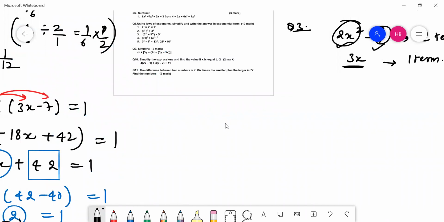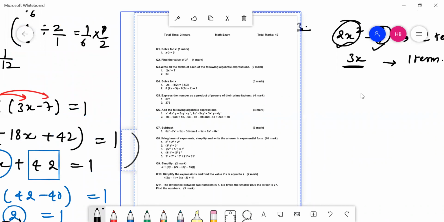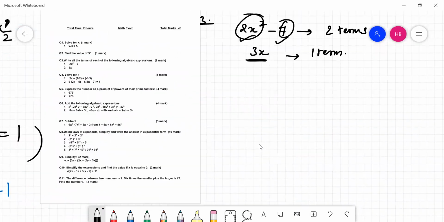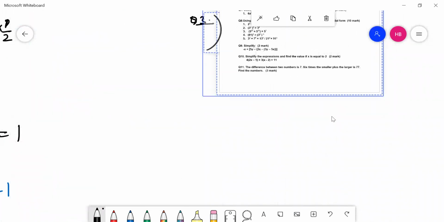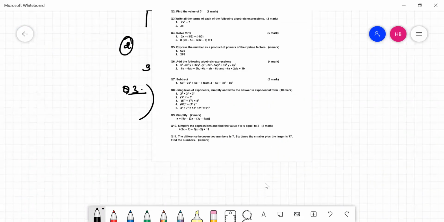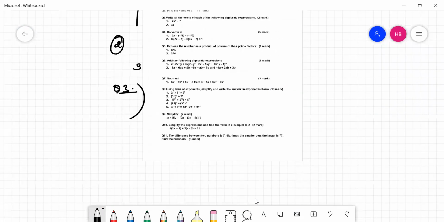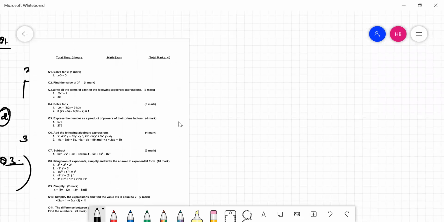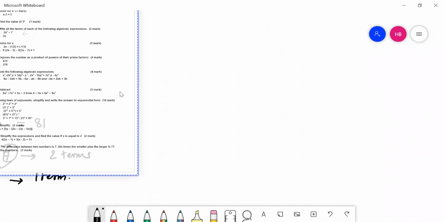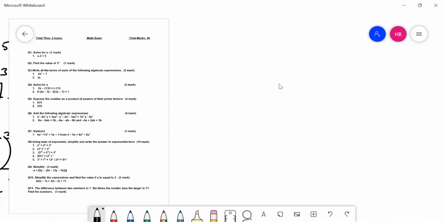Okay, let's move to the next question now, which is question number 5. Let's see, question number 5. So question number 5 is: express the number as a product of powers of their prime factors. This we have done in the class. So you have to write 675 as the product of its prime factors.